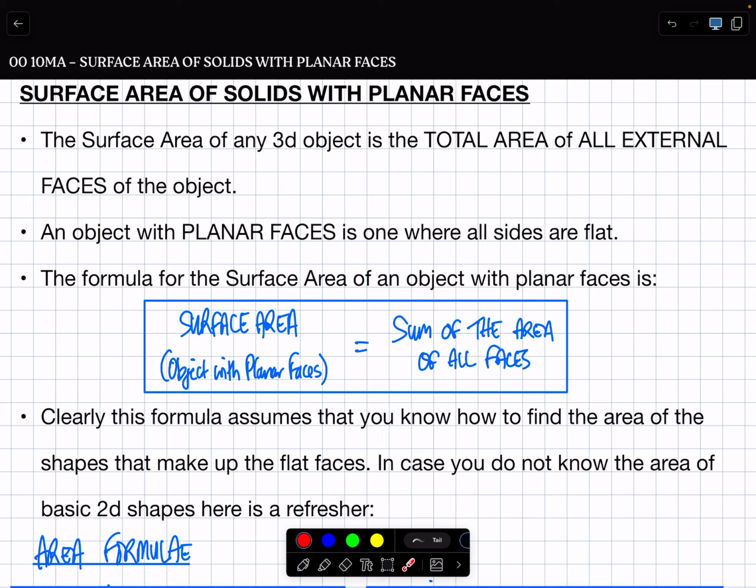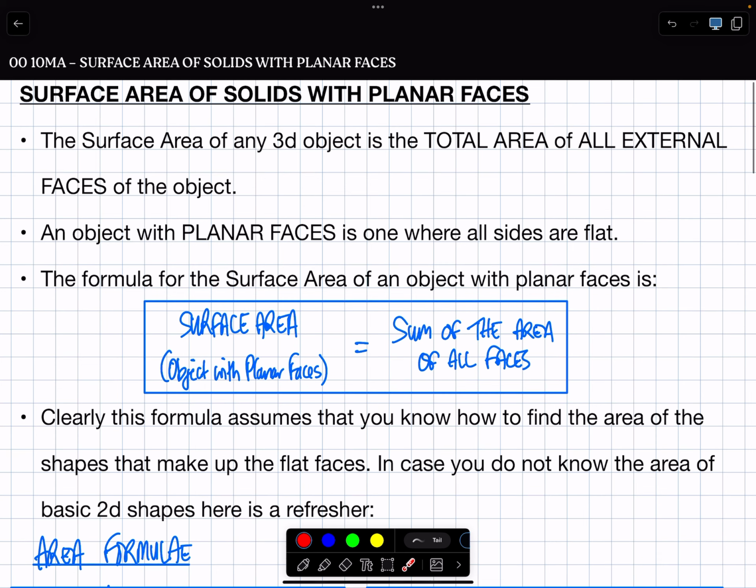The formula for the surface area of an object with planar faces is literally this. The surface area is the sum of the area of all the faces. If I say sum, what operation is that in maths? Addition. Well done. Okay? So, a minute or so, can you get that formula down? Don't talk yet, I just need to catch.